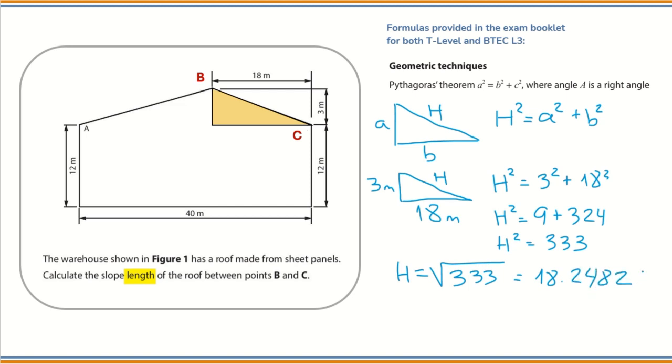18.2482. But we're going to round this number to 2 decimal places. So the answer is going to be 18.2. We look at the third decimal number, it's 8, so it's bigger than 5, so that means that we're going to round the 4 up to 5. So the answer is going to be 18.25 meters.